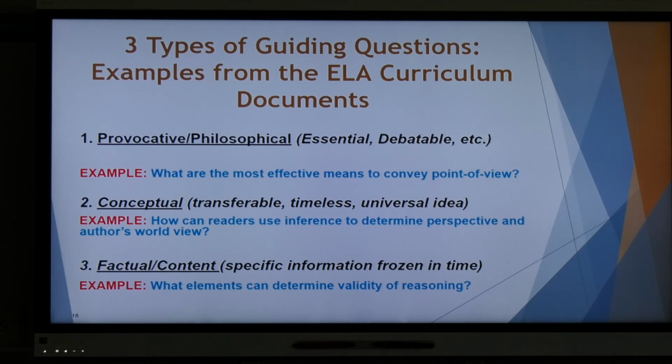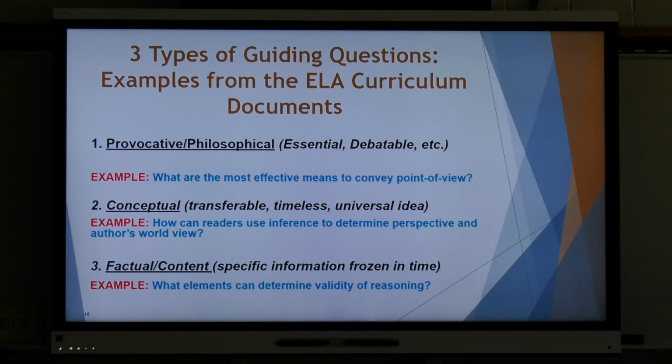You're really living in the conceptual. We're all talking: readers use inference to determine perspective and author's worldview. And some of you have asked me about the relationship between the enduring understanding and the questions. Some of you said, well, I wrote a question first. Yes, sure, and then write the enduring understanding. Or write the enduring understanding and then write the question. There is going to be a relationship between those 2 at the conceptual level.